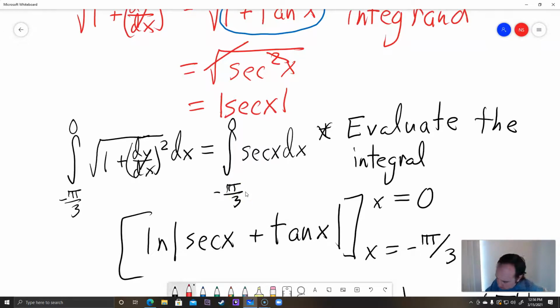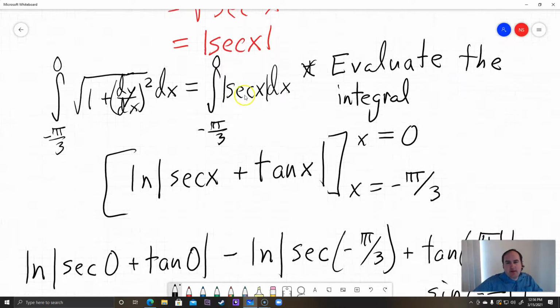So what we got to do is we got to write it as absolute value of secant of x. Okay, which is a little strange, I know. And then how do you integrate an absolute value function? Well, it's still going to be natural log of absolute value of secant of x plus tangent of x. But the thing is, because you're integrating absolute value of secant of x, you're actually going to have to take the absolute value of this negative pi over 3.